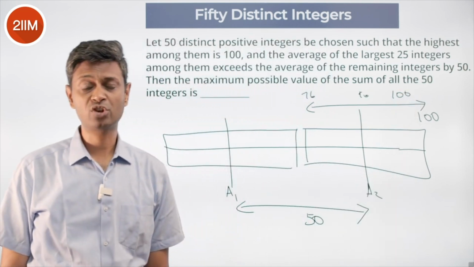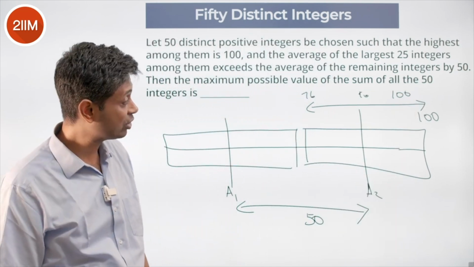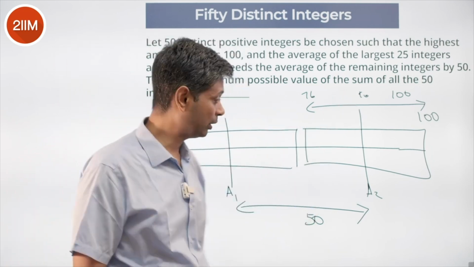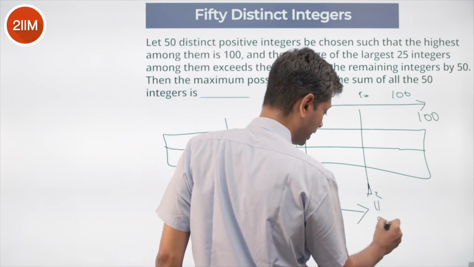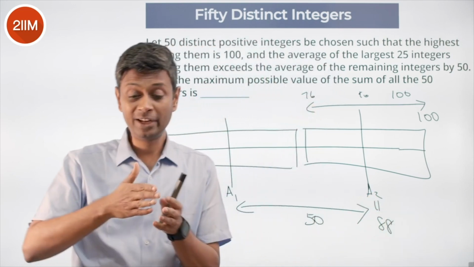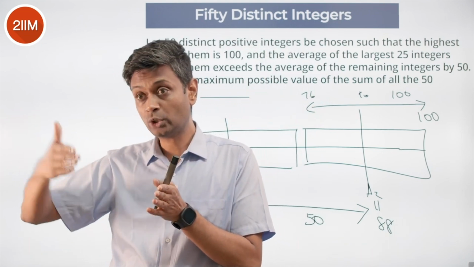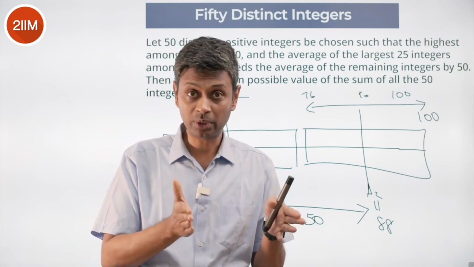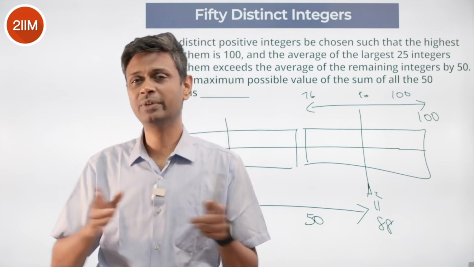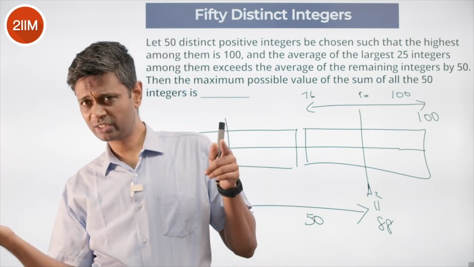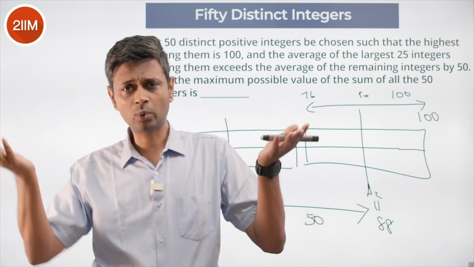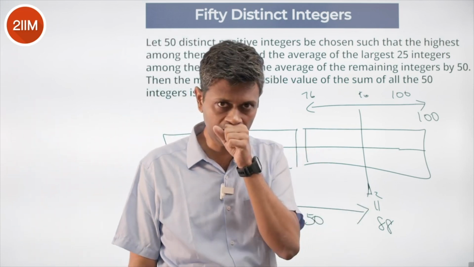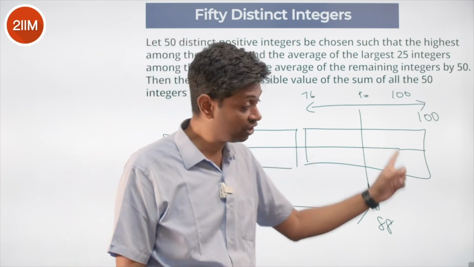Those are my 25 largest integers. What is the average among these? It will be the middle term, 100 plus 76 by 2, 176 by 2, which is 88. Beyond 88, 89 to 100, there are 12 numbers. Before 88, 87 to 76, there are 12 numbers. 88 is the middle term. That's where the average will properly offset, the lower and greater perfectly offsetting each other. The average of the 25 largest integers is 88.